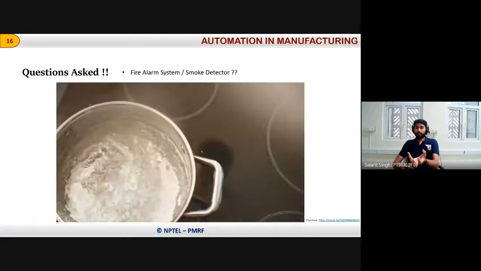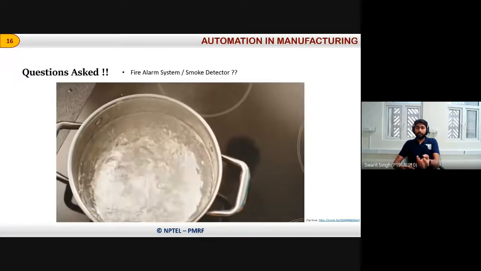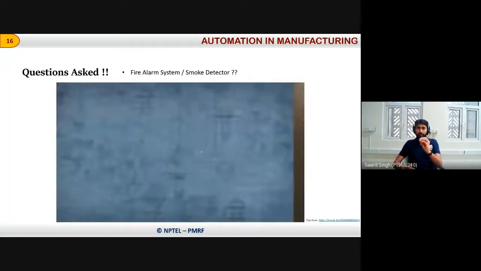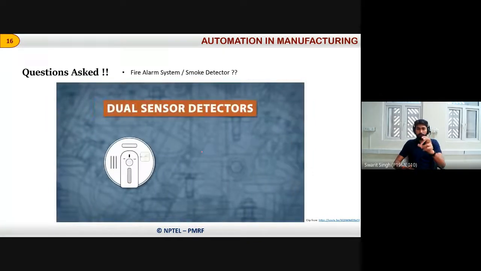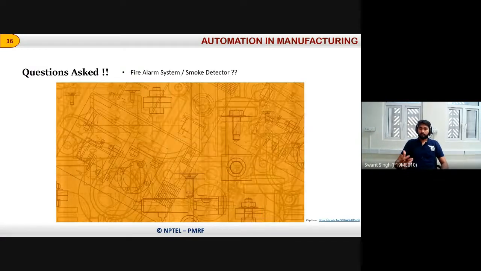In ionization detection, there is a difference in the ions produced during smoke. Due to that difference, the circuit breaks, and then the fire alarm senses the smoke and gives us the alarm, right? So this is how a fire alarm or smoke detector works.